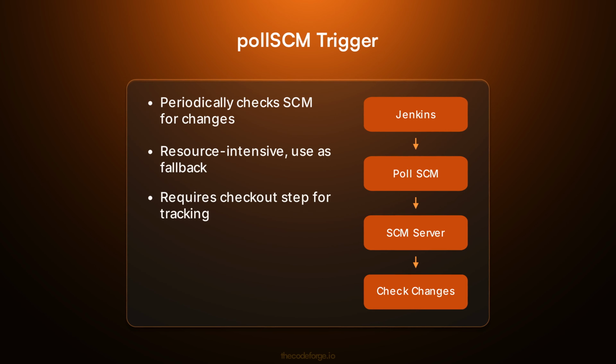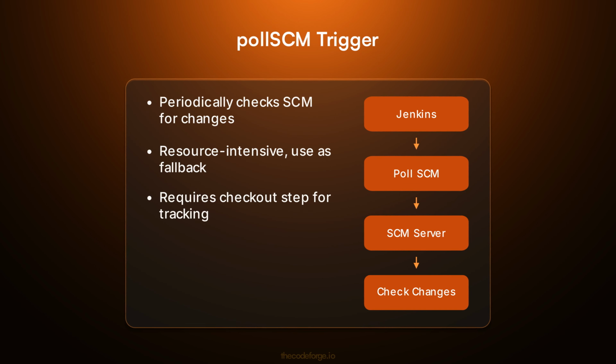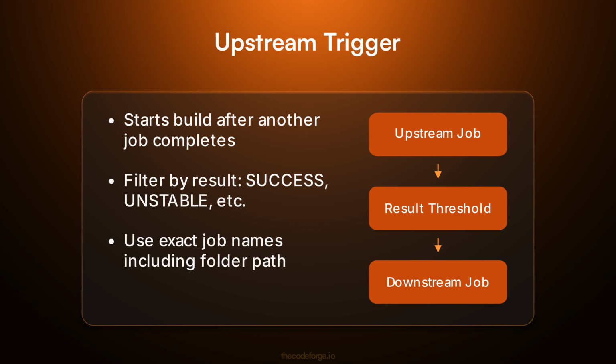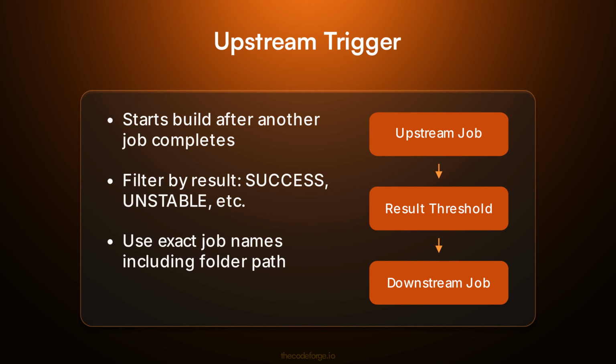The pollSCM trigger periodically checks the SCM for changes. It's a fallback when webhooks aren't feasible, but it's resource-intensive. Each poll hits the SCM server, and if you have many jobs, it can cause load. In declarative pipeline, use pollSCM('H/5 * * * *') inside triggers. The upstream trigger starts a build when another job completes.